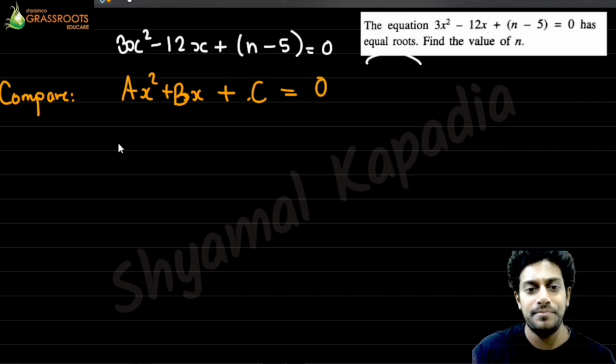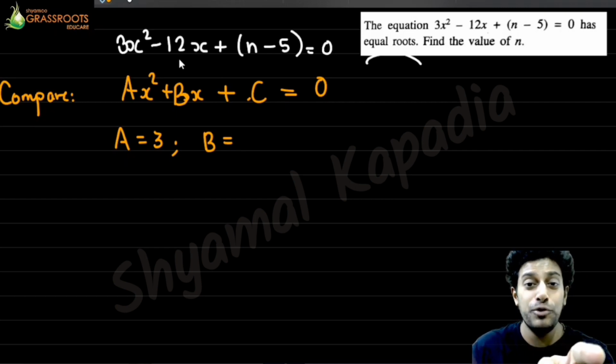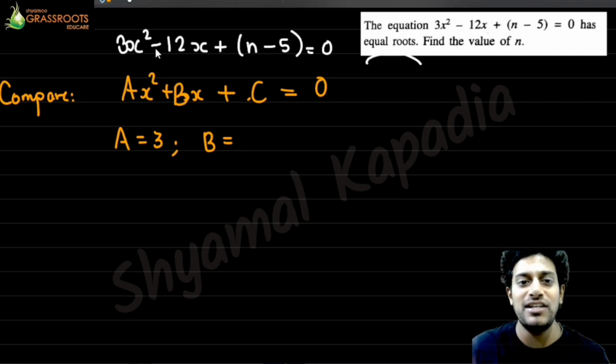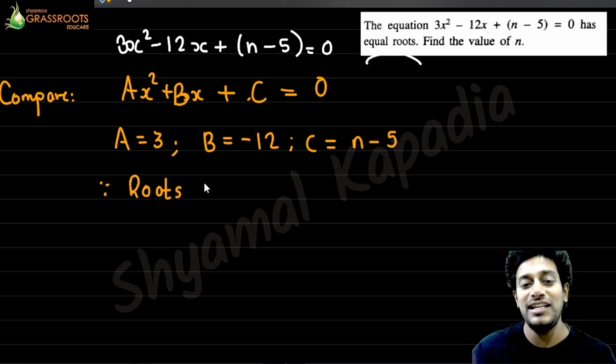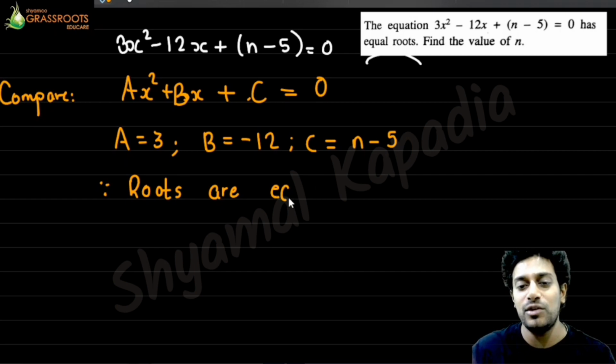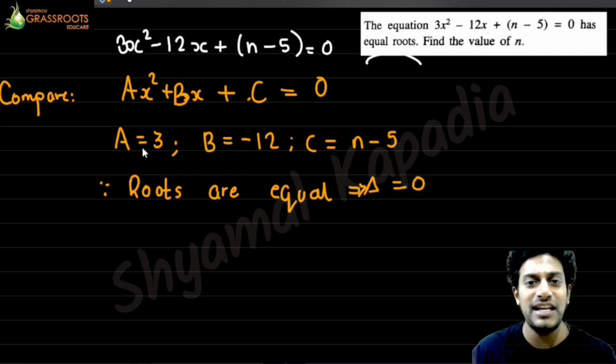a is 3, b is minus 12. Mind you, it's not 12, it's minus 12 with the sign. Signs are very important. And c is the remaining constant value, n minus 5. Now can I start this way? Since the roots are equal, which implies delta is equal to 0. Roots are equal means delta is equal to 0, right?